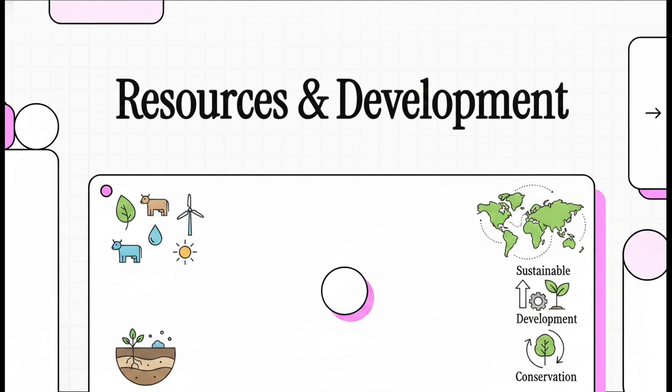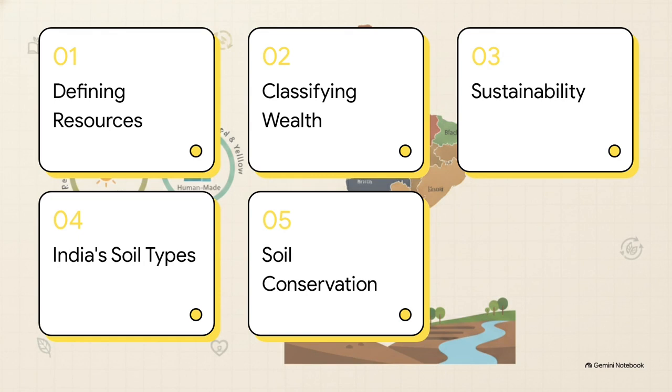Let's get into it. Here is our quick roadmap for today. We'll be defining our resources, classifying Earth's wealth, touching on sustainability and Agenda 21, digging into India's major soil types, and finally wrapping up with erosion and soil conservation.